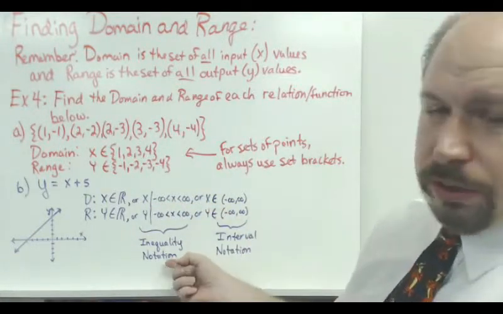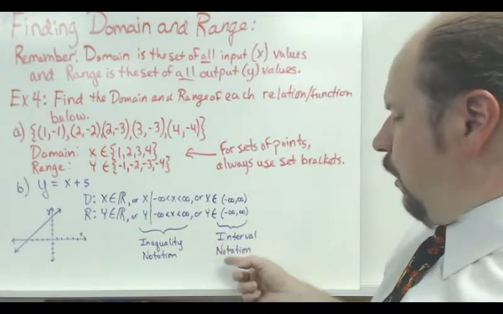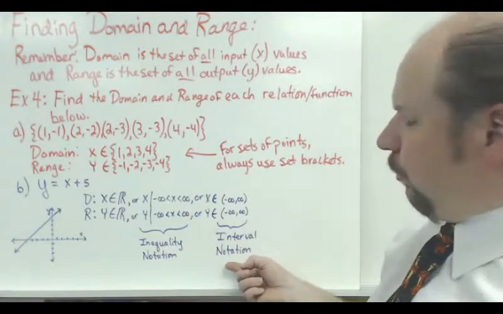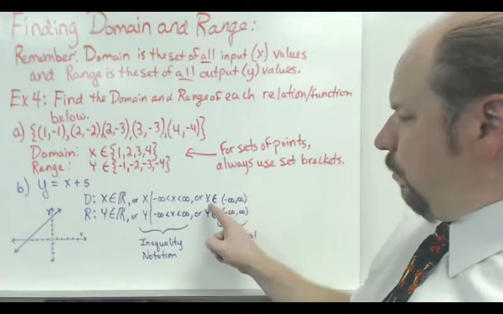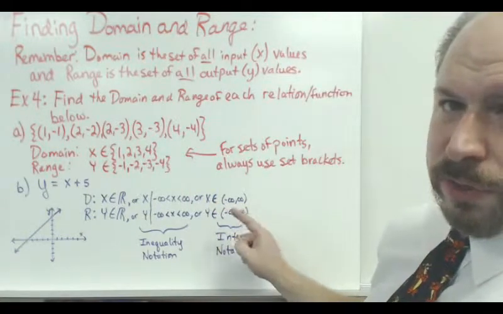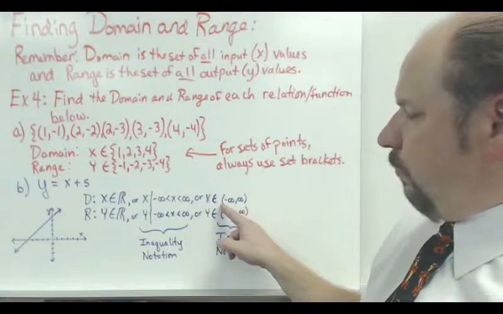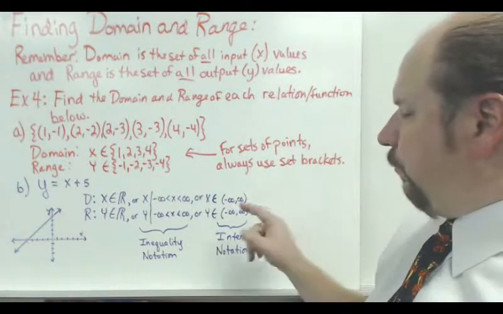And that is called inequality notation, by the way. And we could also use what is called interval notation. And so we would say x is an element of the numbers within the interval of -infinity to +infinity.